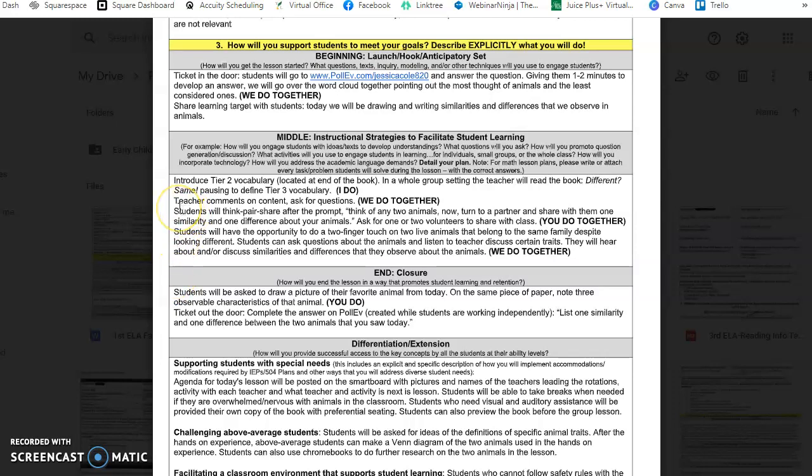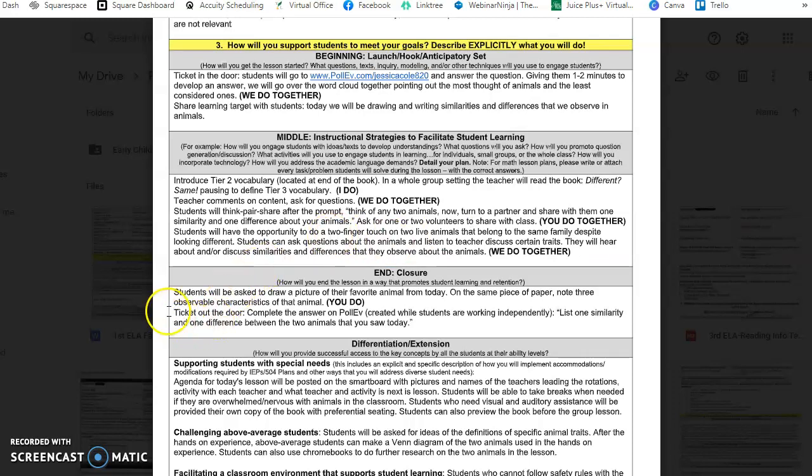So, you know, she's saying what the teacher is doing. Teacher comments on content, asks for questions. Then what students are doing. Students will think, pair, share after the prompt. So anything you plan on sharing, any questions you would ask, any prompts you should use, that should be in here, very clearly laid out. And then any procedures, like she's got ask for 1 or 2 volunteers to share with the class. Any kind of management or procedural things should be clearly described as well.